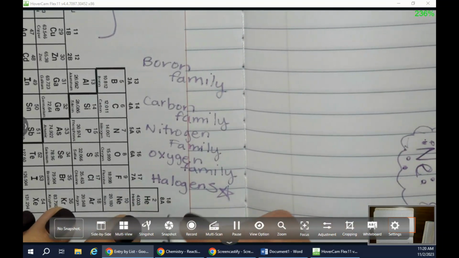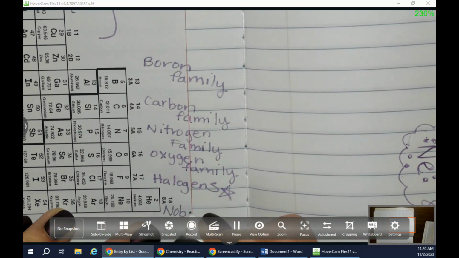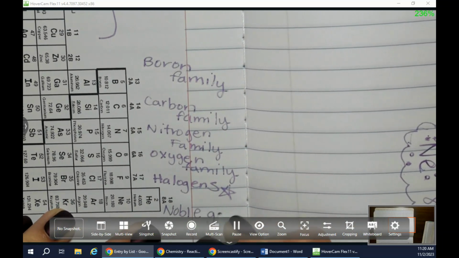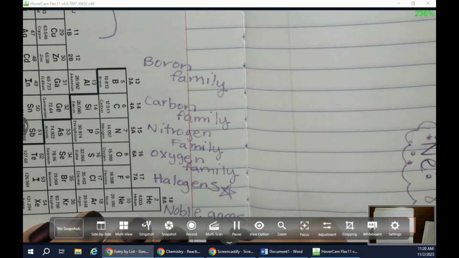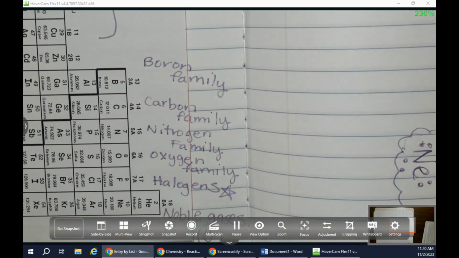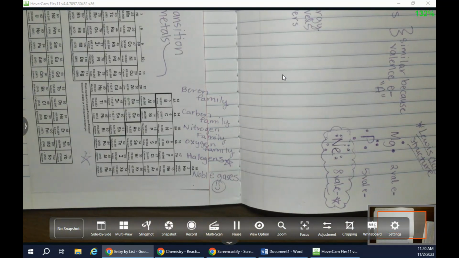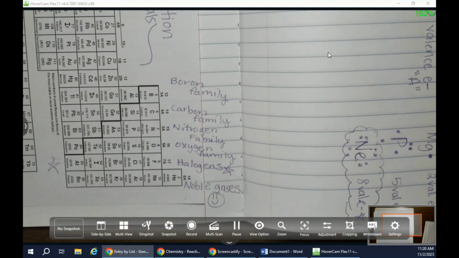And then finally, 18, those are known as our noble gases. And those are the stable ones that usually aren't bonding and usually aren't reacting. I shouldn't say usually, they always aren't reacting. Sometimes they bond, every once in a while when we get lower. Okay, so noble gases, I put a smiley face there because those are the ones that everyone is trying to be like. Okay, all right.